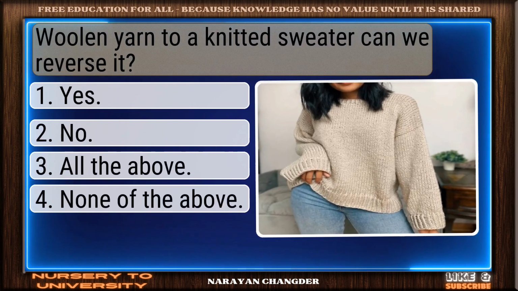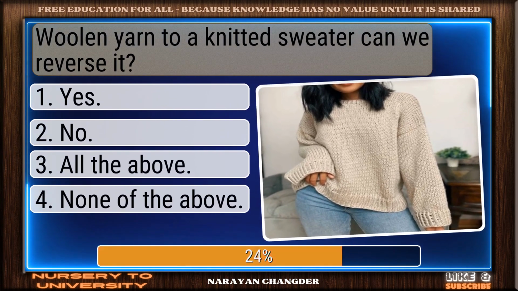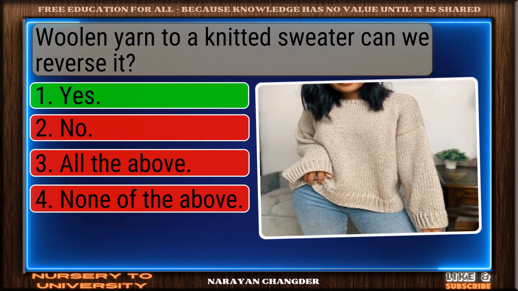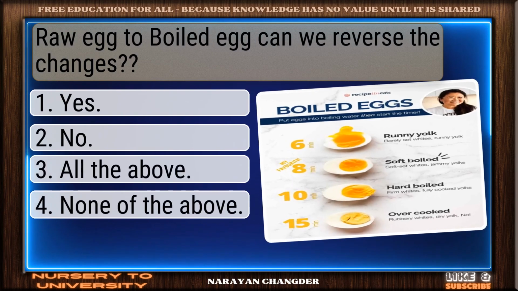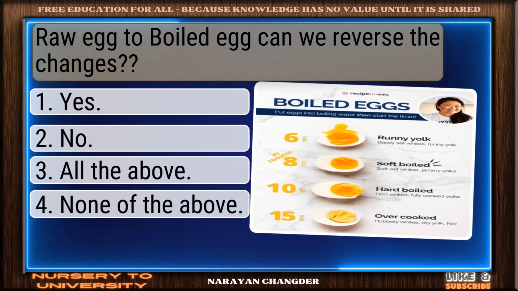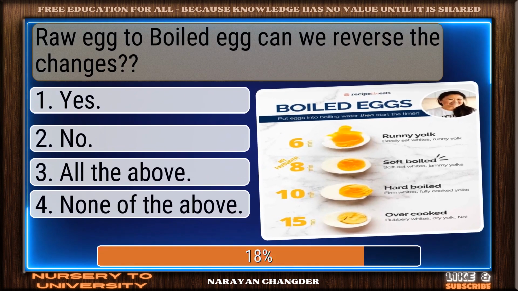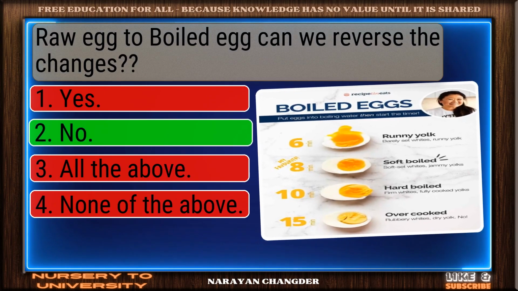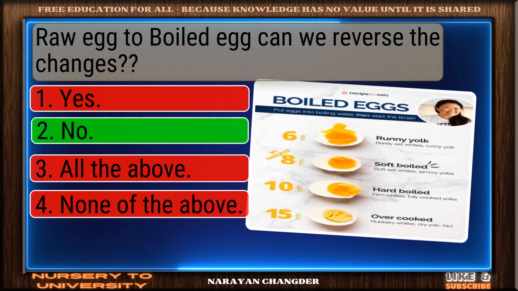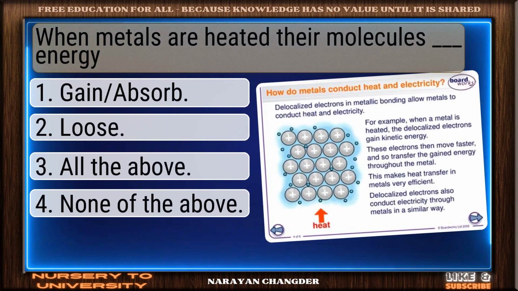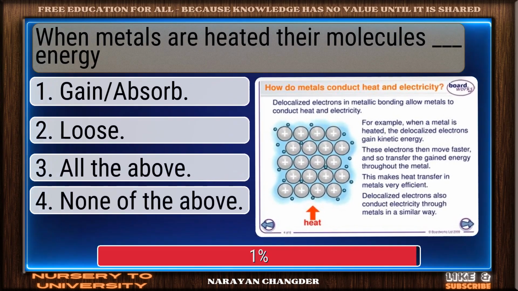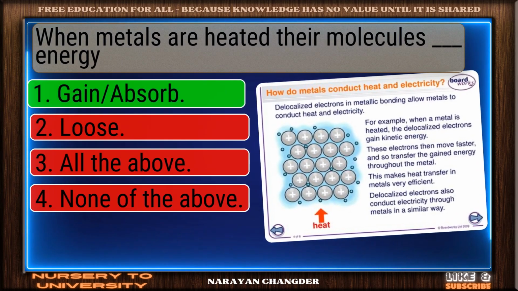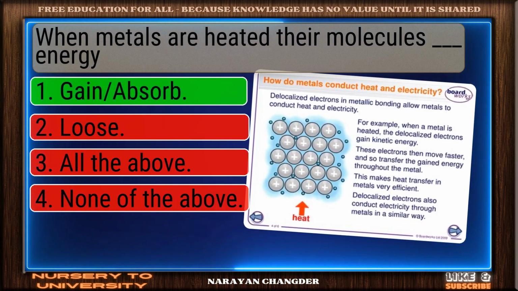Woolen yarn to a knitted sweater, can we reverse it? Nice work. You chose yes, and it is correct. Raw egg to boiled egg, can we reverse the changes? Great job. No is the accurate answer. When metals are heated, their molecules dash energy. Well reasoned. Gain absorb is the correct choice.